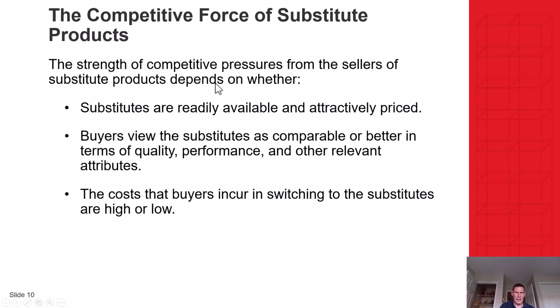So the strength of competitive pressures from sellers of substitute products really depends on whether substitutes are readily available and attractively priced. Really have to be both. The buyers view the substitutes as comparable or better in terms of quality, performance, and other relevant attributes. And the costs that buyers incur in switching to the substitutes, are they high or low?